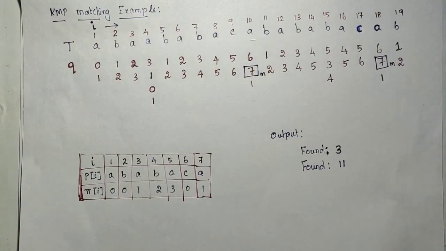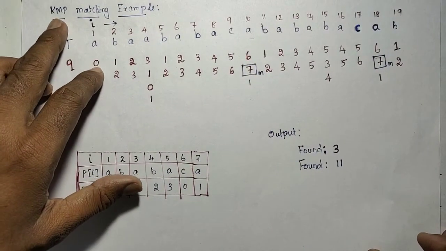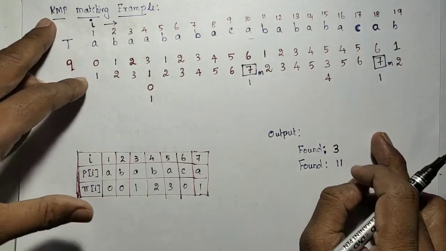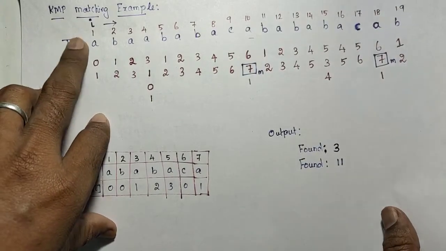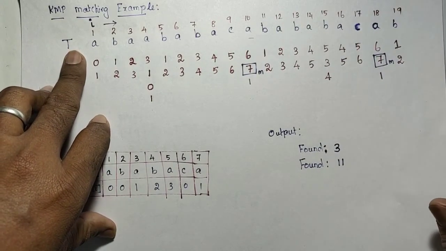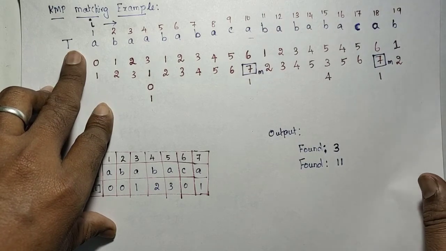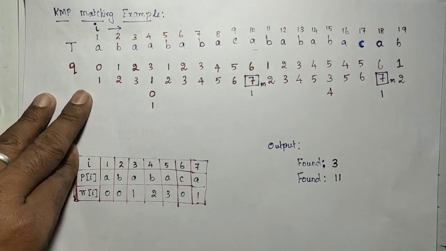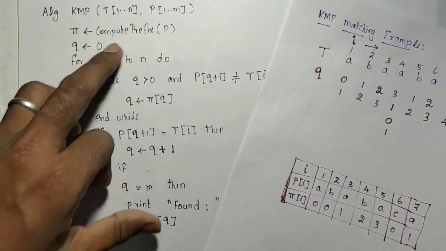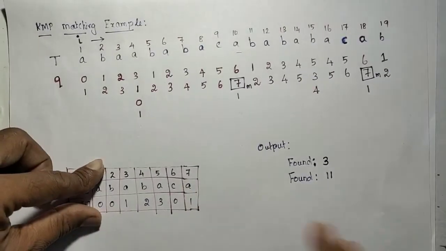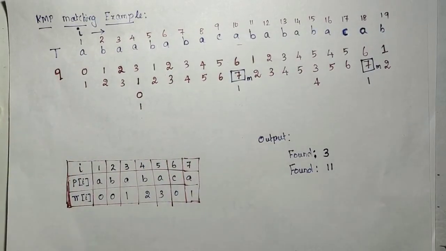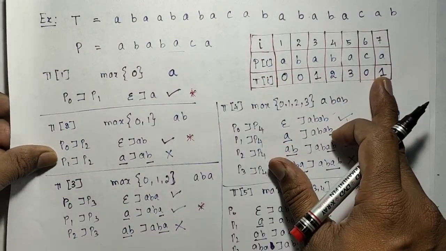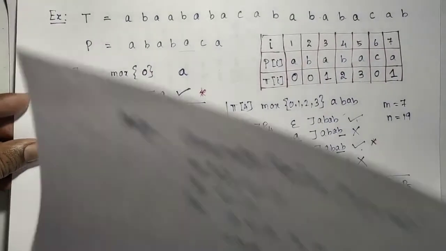So this is the way to trace the KMP string matching algorithm. Try to understand that. In the exam they will give the pattern and then the text, and you may be asked to trace the KMP algorithm. It means we need to compute the prefix first. The prefix function has to be calculated, so for that we need to use this method to compute the prefix.